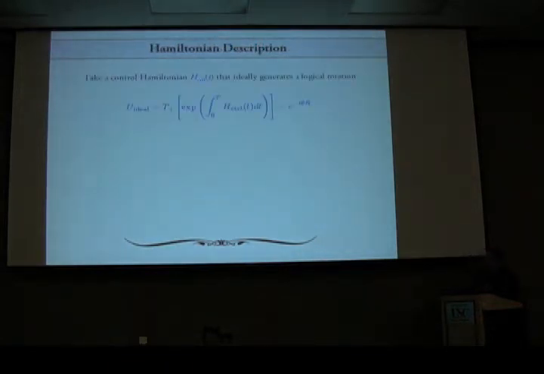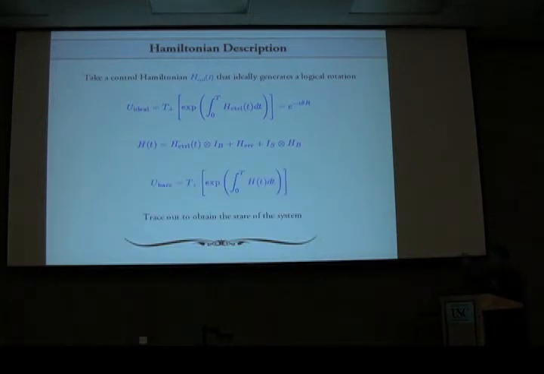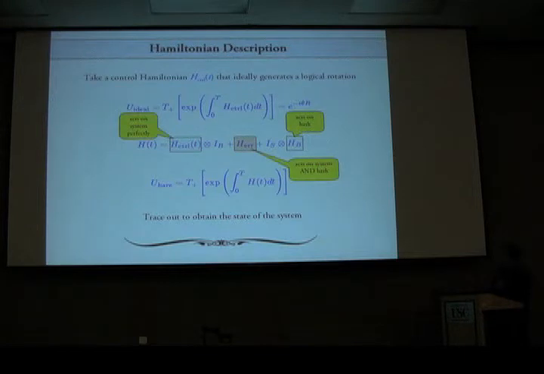Okay, so let's just start with the usual Hamiltonian description. Take your control Hamiltonian and think of the ideal unitary that you want to generate, say a logical rotation R with an angle theta. Very simple setting. Well, the actual Hamiltonian is not your control Hamiltonian. It's this Hamiltonian that we've been seeing a lot these days. And you actually get this bare unitary for the overall propagator, and you'd have to trace out the bath to obtain the state of the system. Okay, it's just to remind us what these things are.